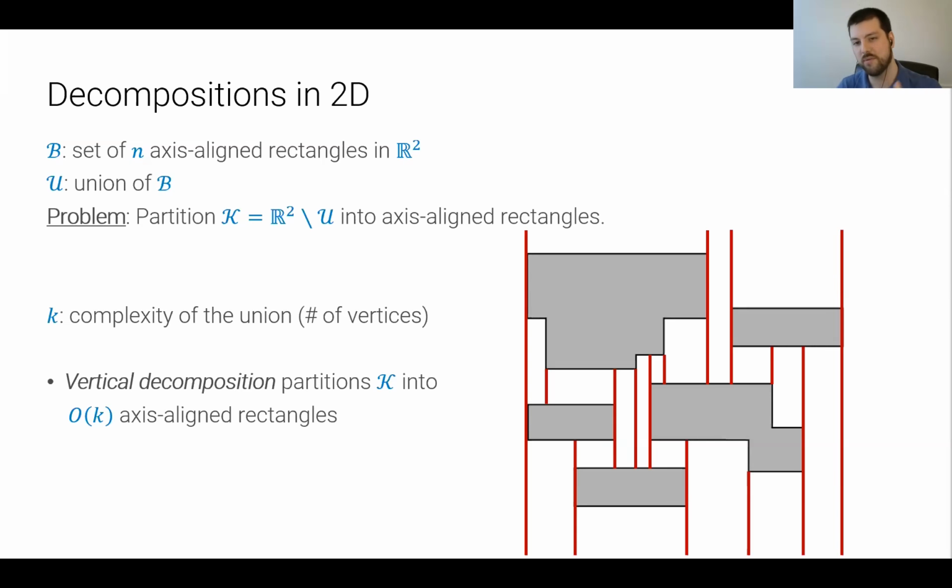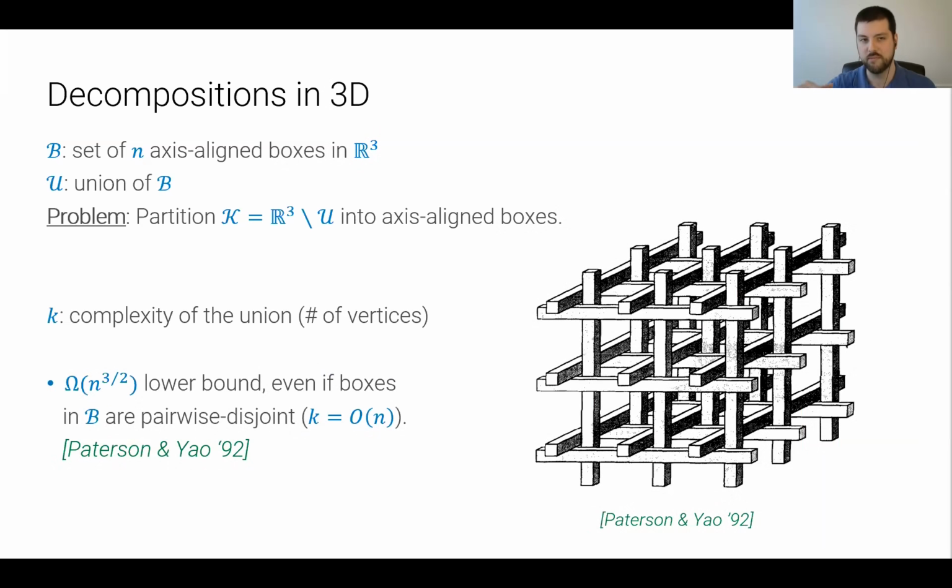Unfortunately, when we consider that problem in 3D, where we don't have cubes but boxes and the side lengths can be arbitrary, Paterson and Yao give a construction where we're not able to partition it into as few boxes as we desire. So in particular, they provide this construction as seen in the figure on these very thin pairwise disjoint rods. And these rods are pairwise disjoint, so the union complexity is linear in n. However, you can see that any convex decomposition of this complement has size order n to the 3 halves.